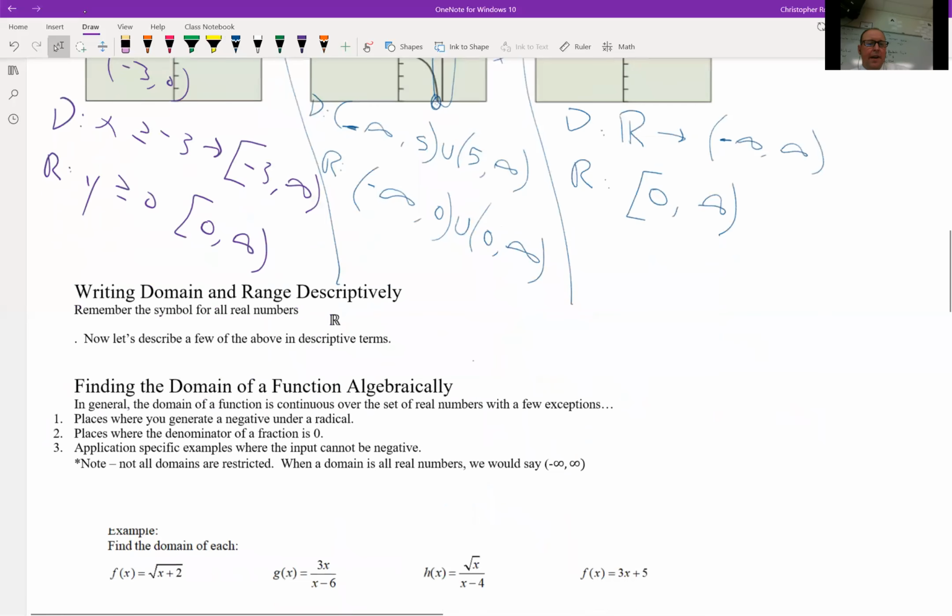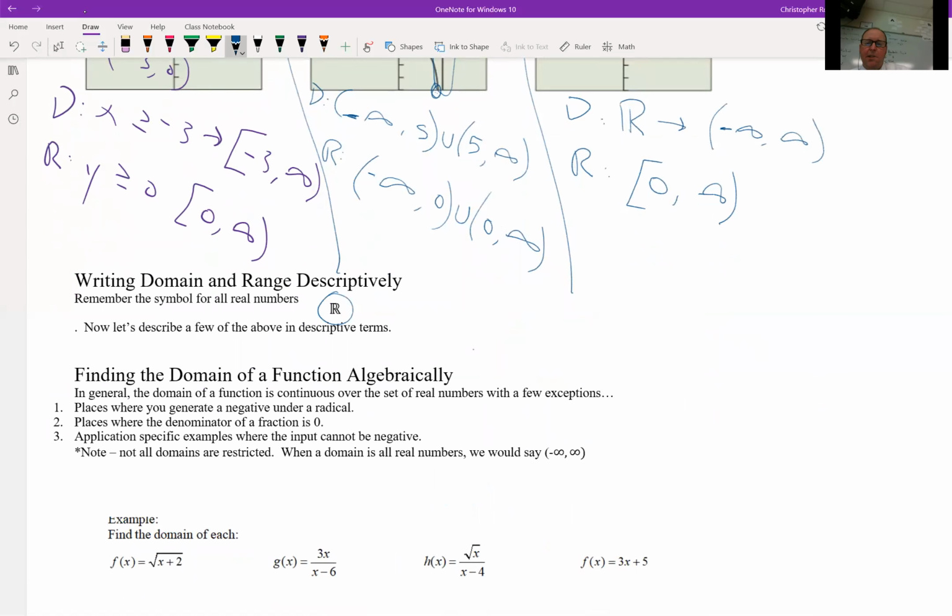All right, so headed down here, this is the symbol. It's that double-stroked R for all real numbers. Hopefully you've seen that and you like to use it now. It is a little bit faster. Infinitely many, we'll probably cut that out by now. All reals, if you write it out, that would be fine too.